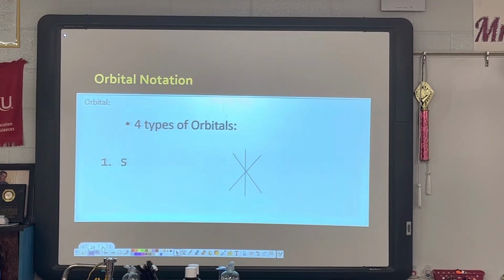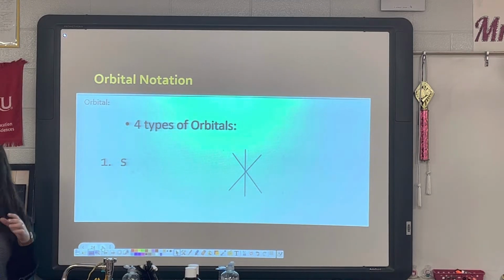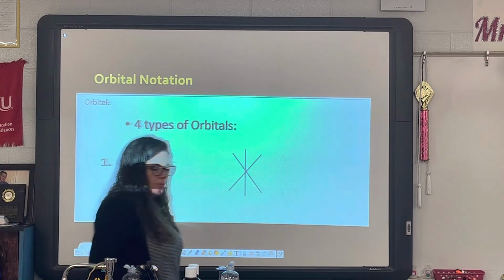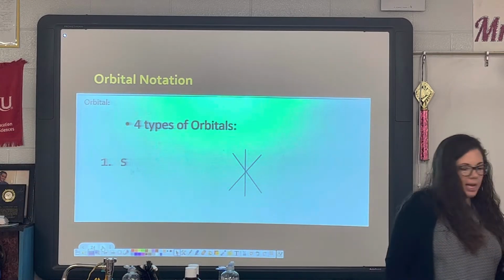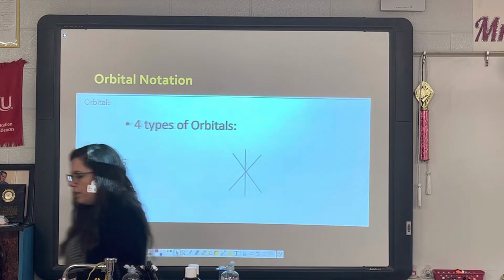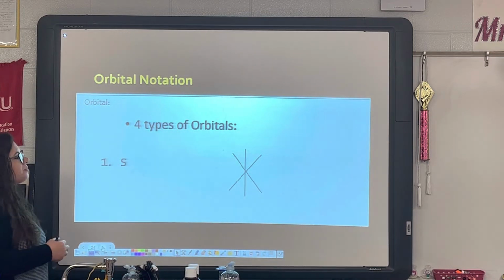Alright, so today we're going to go over orbital notation. The first thing we're going to talk about are the 4 types of orbitals. Now, you have to be able to do electron configuration to be able to do orbital notation. They kind of go hand in hand, which is why we covered electron configuration first.